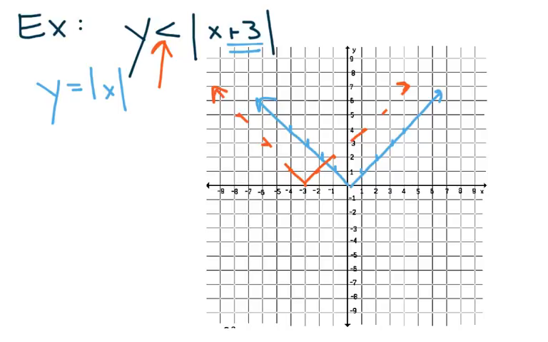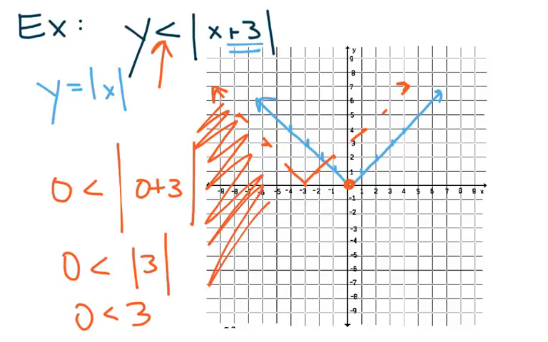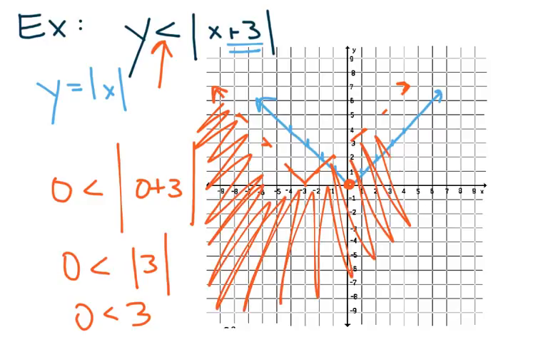So let's test a point. Let's test (0, 0), which happens to be outside the V. Is 0 less than the absolute value of 0 plus 3? Well, what's the absolute value of 3? It's 3. Is 0 less than 3? Yes, it is. That means that the shading for this particular graph is outside the V.